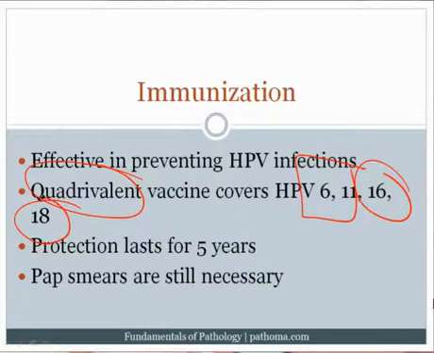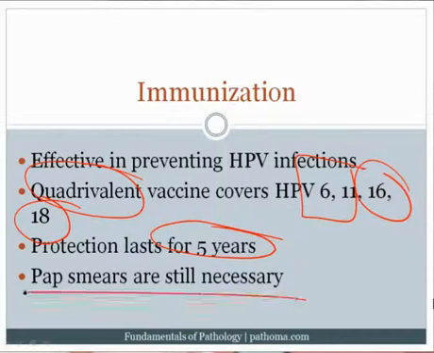Now, 16 and 18 are high-risk subtypes, and they are the most common high-risk subtypes involved in that dysplastic carcinoma sequence. Protection lasts for about 5 years, so you have to re-immunize every 5 years. And remember that the patients still must get Pap smears. Why do they still need to get Pap smears? The answer is because you're only protecting against 16 and 18. What about 31, 33, and the other less common subtypes that could also result in dysplasia? So we have not eliminated by a vaccine the possibility of dysplasia. Therefore, patients still must undergo Pap smear, and that's the high yield principle to be aware of.